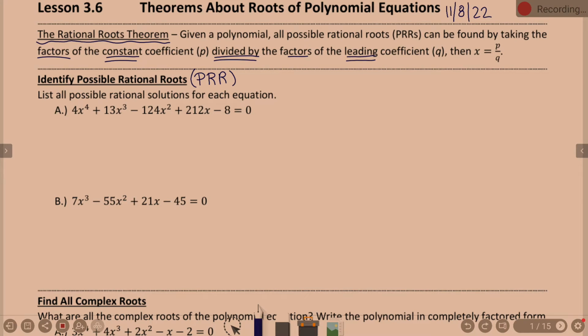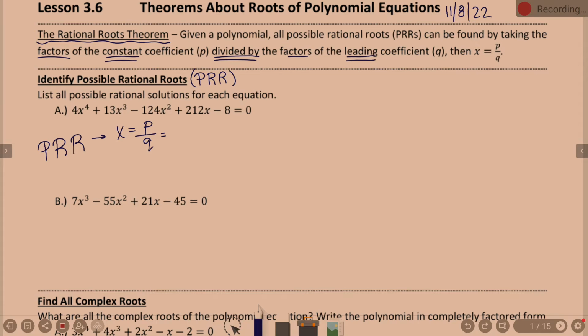So we're going to go through, and we're going to use that idea of P over Q, and we're going to find just possible rational roots. We're not going to go any farther. We're not going to check and see which ones work and which ones don't work. We'll save that for later. We're just going to find possible roots. So, officially, it was x equals P over Q.